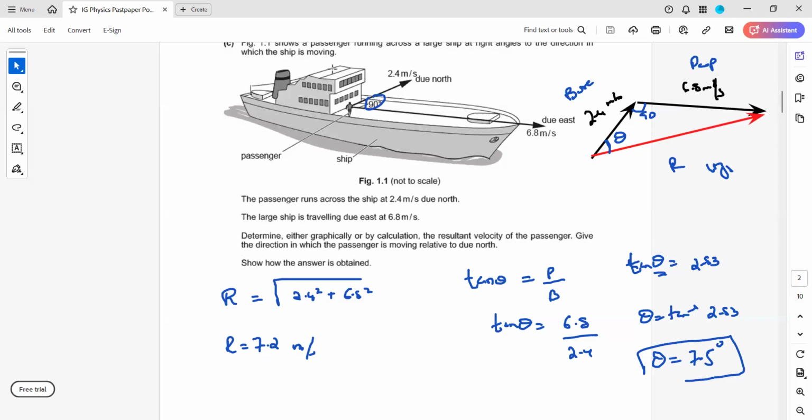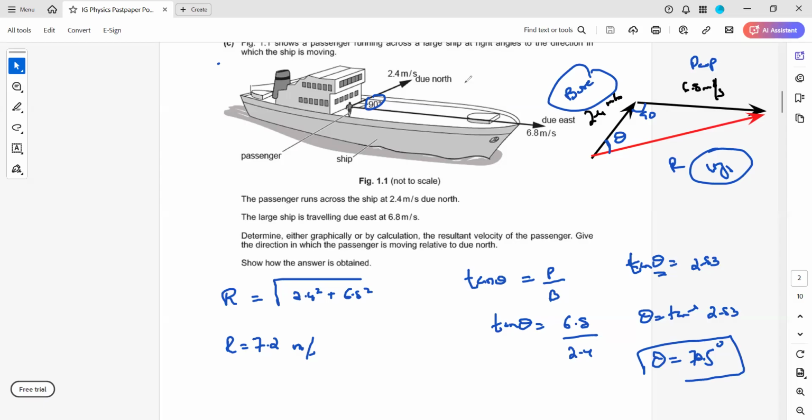So which one is the base and which one is the perpendicular? It depends on which angle they ask us. In the question they ask for the angle from north, and the angle is always between the base and the hypotenuse. Angle is 70.5. 70.5, okay. I thought you said 7.5. That was wrong. So 70.5.